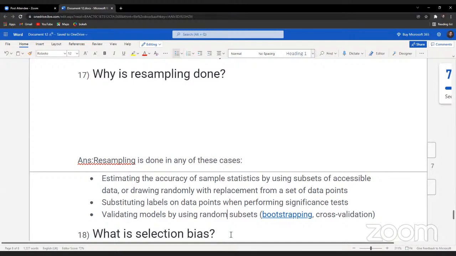Okay. Jumping to the next one, what is selection bias? What does it exactly mean? I would like to give you a minute. If anyone knows the answer, please speak in the chat box. We'll discuss the answer in a minute.